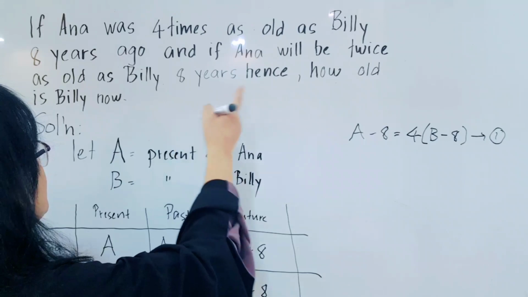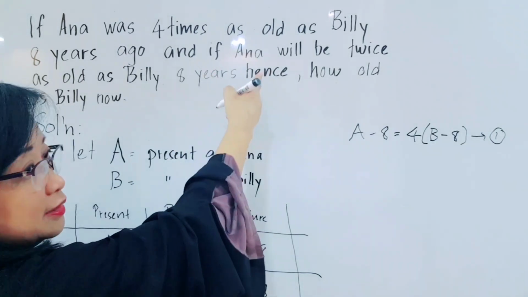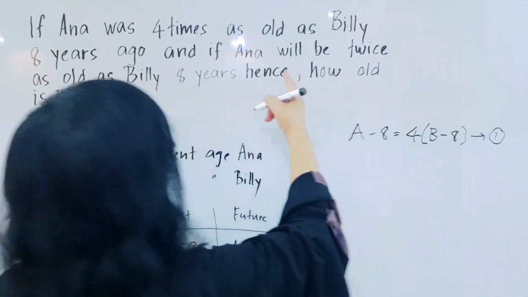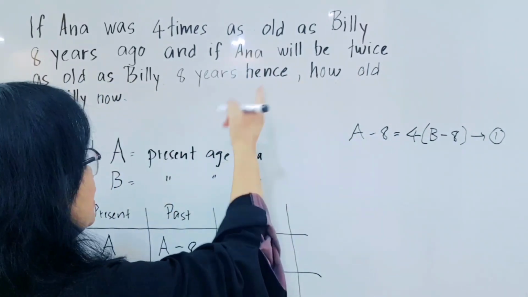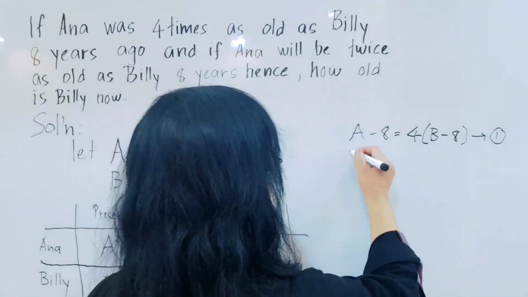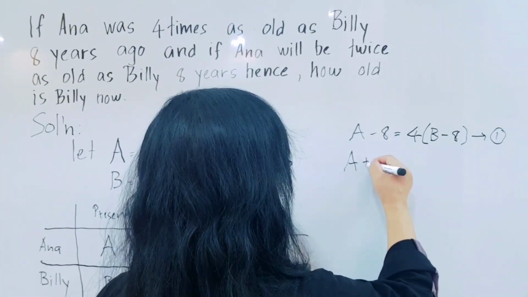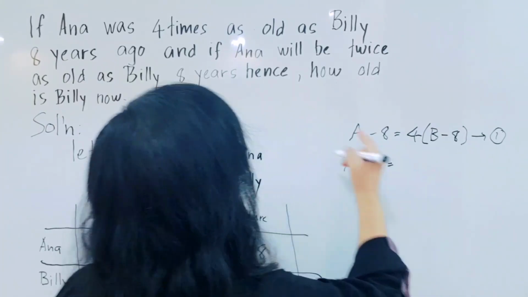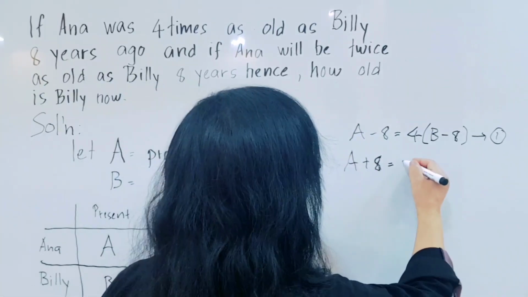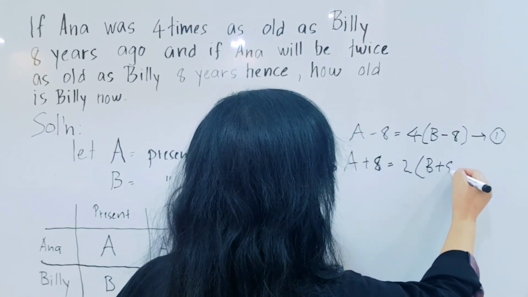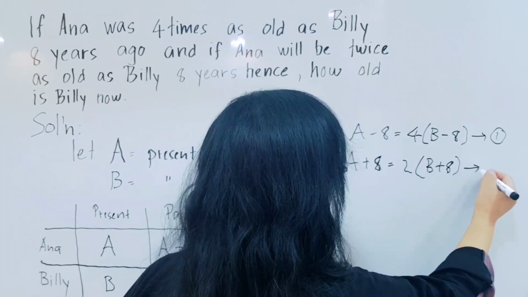Now, for the second, we can make an equation also. If Anna will be twice as old as Billy 8 years hence, that means their future age, Anna's, is A plus 8, and twice as old as Billy, whose age is also B plus 8. So we have equation 2.